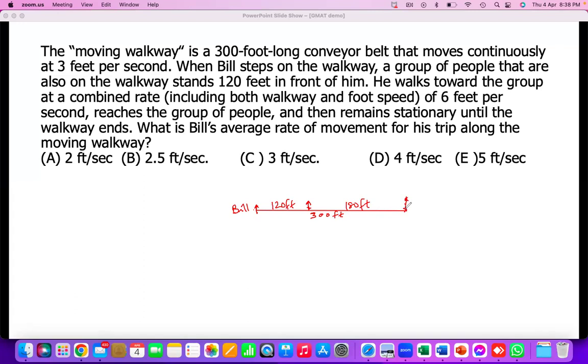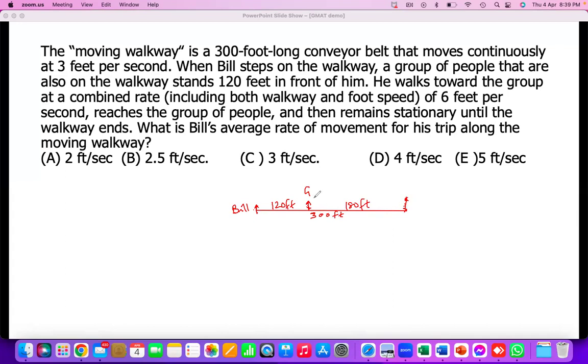Indrani, is this clear? Yes. Bill and the group of people both start their journey at the same time and finish their journey at the same time too. It means the time taken by the group of people to travel 180 feet is as good as the time taken by Bill to travel 300 feet. Can I say this? Yes. Right? No confusion? Yes.